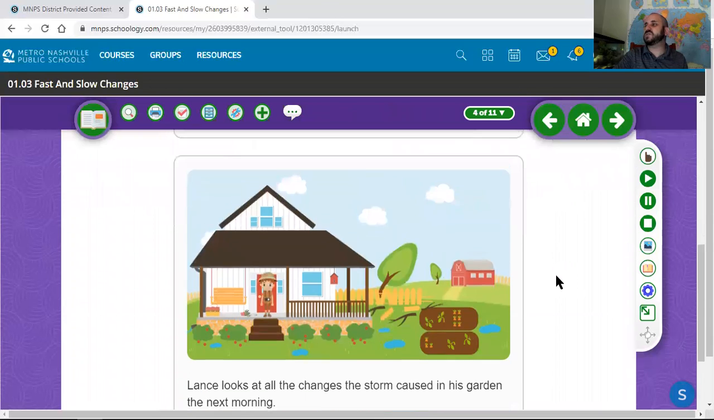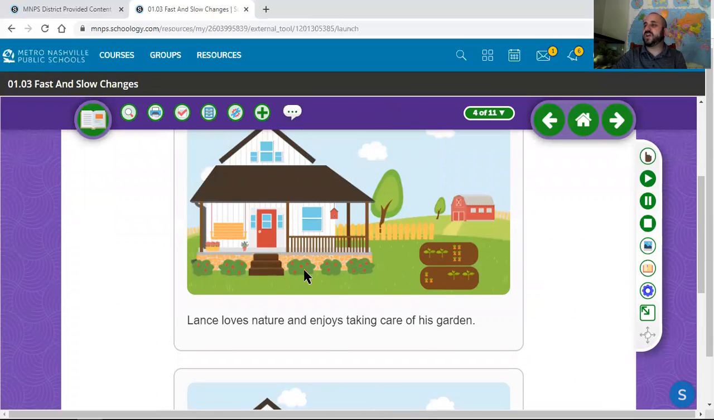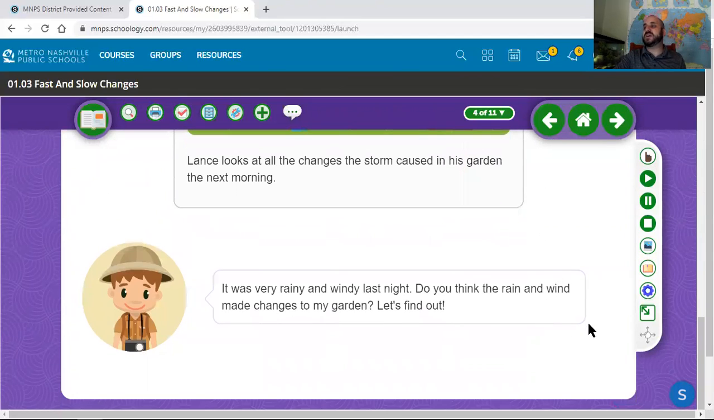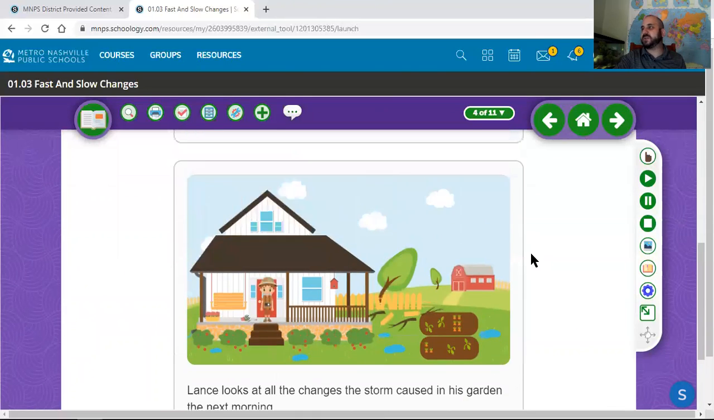Oh, I see. So the first day, it looks very nice and clean. All of the berries are on his trees, the birdhouse, all his plants are standing up nice. But then, if we look down here, we can see a lot of things are different the next morning. It was very windy and rainy last night. Do you think the rain and wind made changes to my garden? Let's find out.